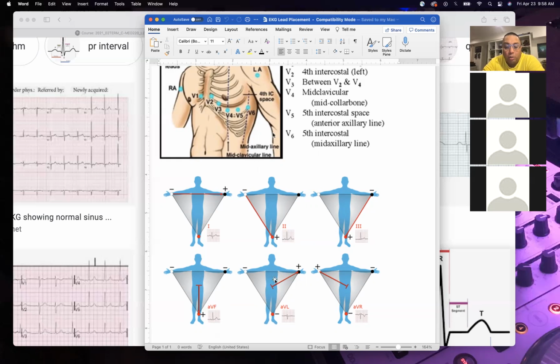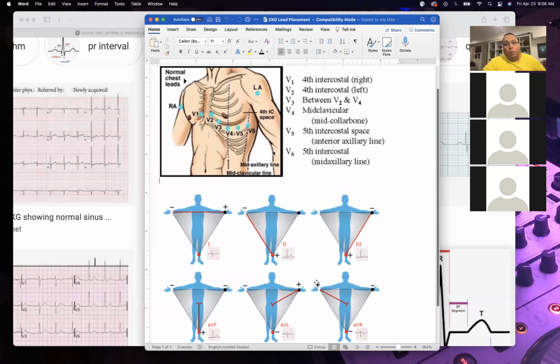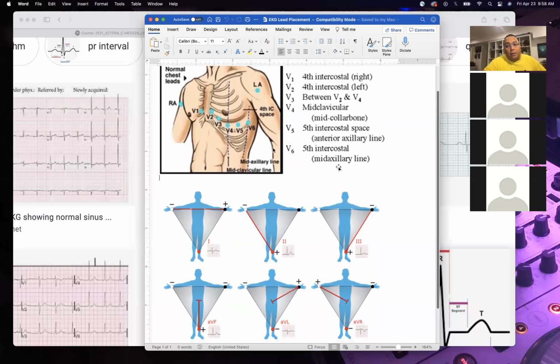AVL goes from your heart to your left arm. AVR goes from your heart to your right arm. So a lovely question on the final would be, okay, where's my V3? And you'll tell me what? In between V2 and V4. Hey, where's your V6? Oh, it's your precordial lead located in your fifth intercostal space, mid-axillary line.